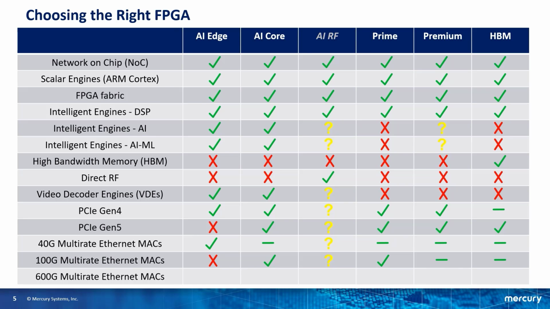Everybody else does, and then the 600 gig is only supported on the Premium and the HBM.